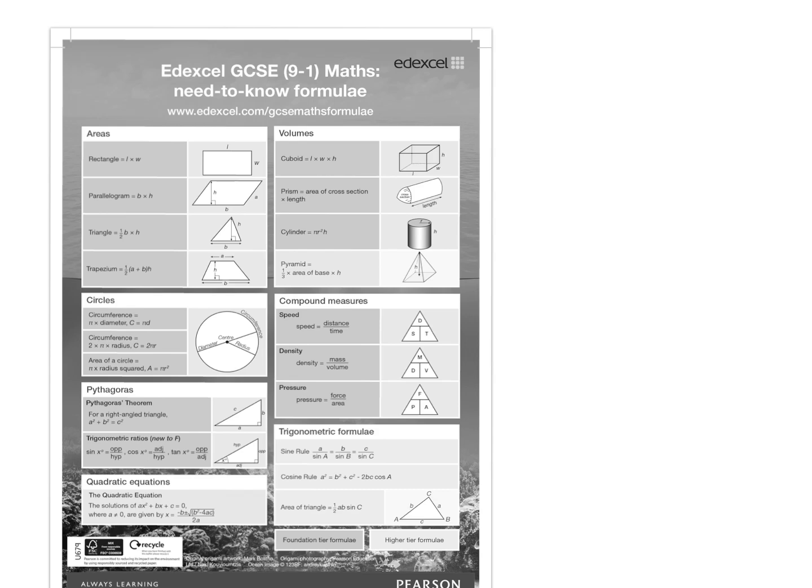For this video I wanted to have a look at the Edexcel GCSE 9-1 formulae, and these are the ones that you need to know. Now I think it's a very good sheet to look at, and you can see the foundation ones here are in dark grey, so I'll put foundation by these ones here just so you can see them more clearly.